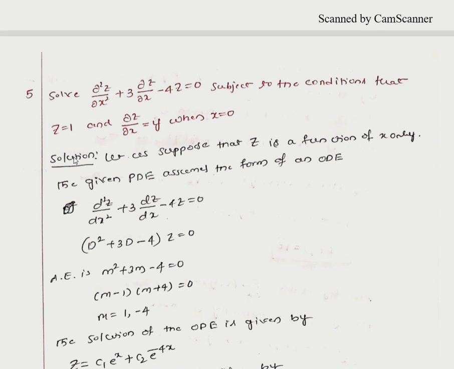What we have to do, how to find the solution? Let us suppose that z is a function of the independent variable. What is the independent variable? x. Therefore, let us assume that z is a function of x only. Then the PDE will become an ODE. You must write d in the place of ∂. Therefore, d²z/dx² plus 3 dz/dx minus 4z is equal to 0. You must observe the difference. This is the ∂, this is d. This is the PDE, this is the ODE.